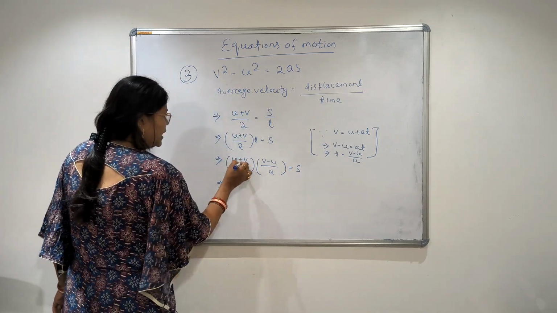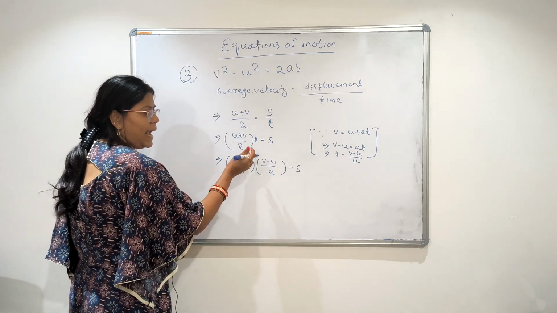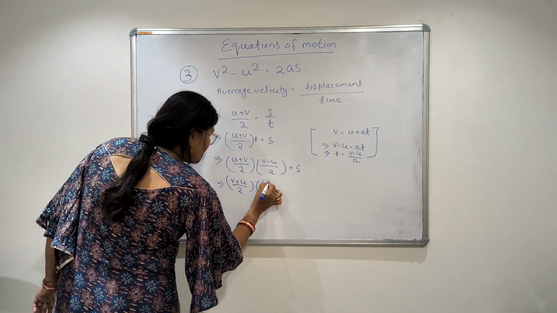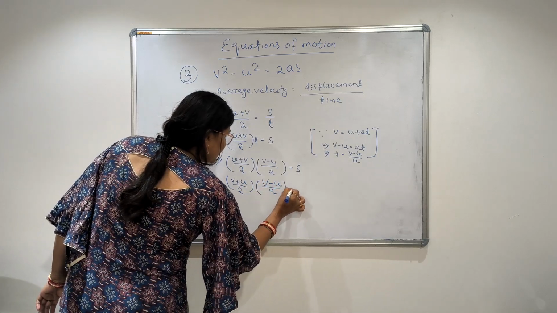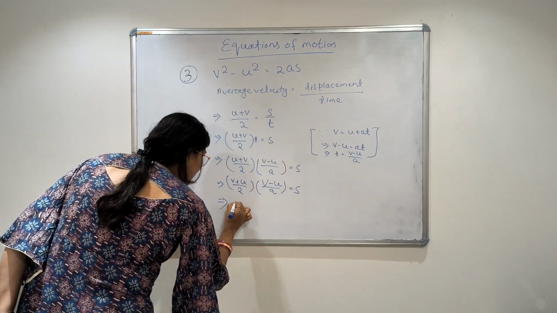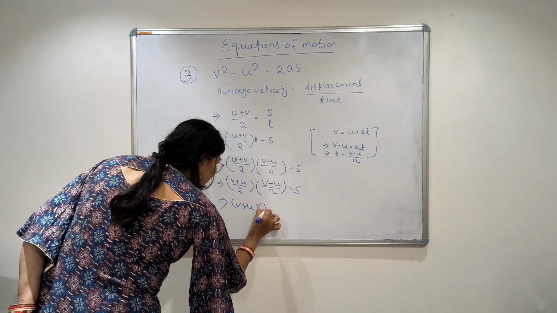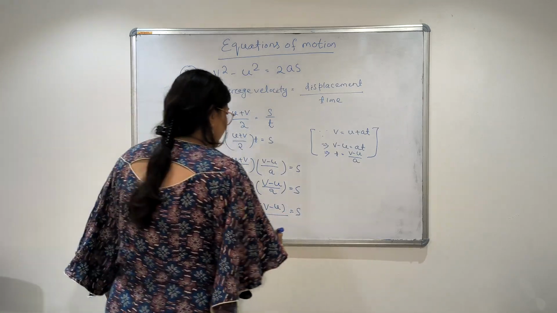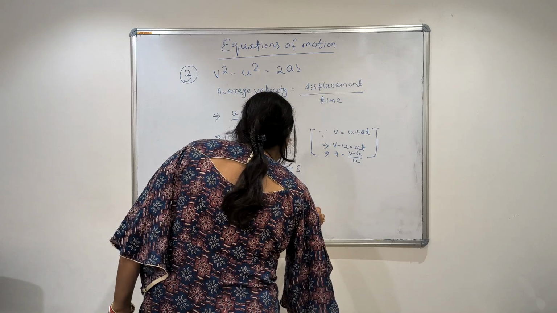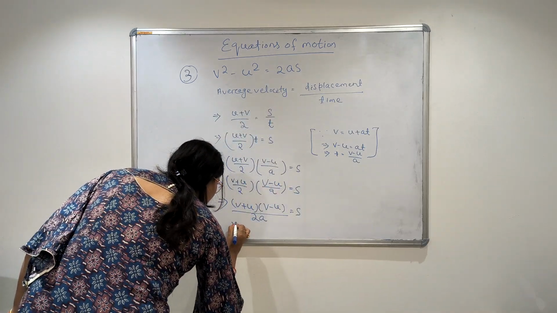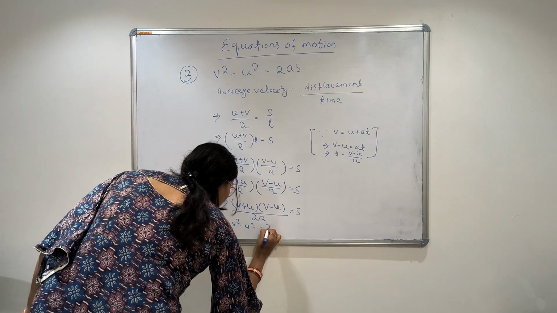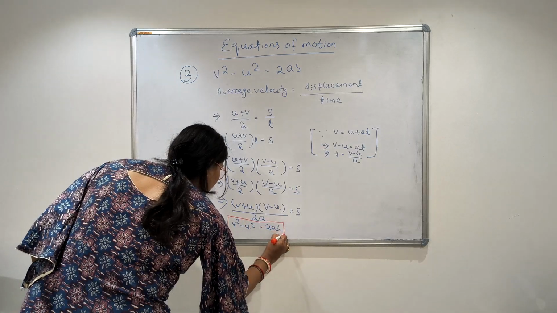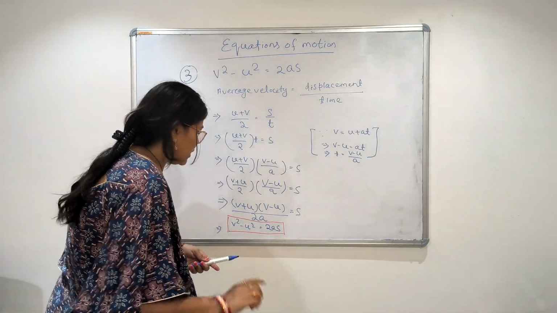So applying commutative property of addition, u plus v, I can write it as v plus u. So v plus u by 2 into v minus u by a is equal to s. This implies v plus u into v minus u divided by 2a is equal to s. So here this implies v square minus u square is equal to 2as. Now the equation is derived. So we get the third equation.